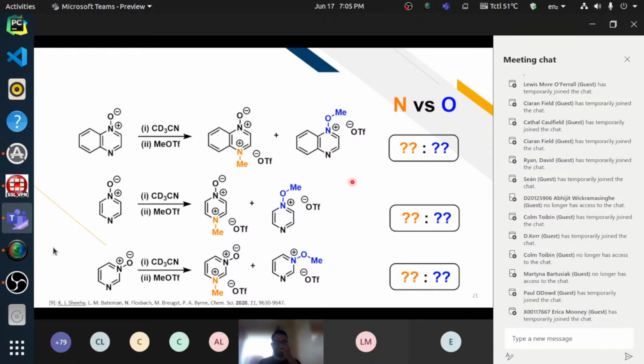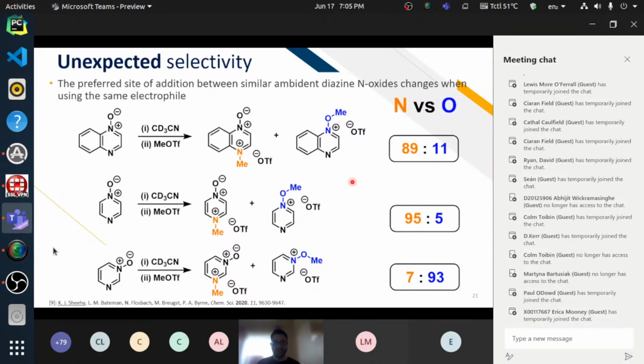As before, we set up the reactions in a way where we could directly examine the reaction mixture, and we used deuterated acetonitrile as the reaction solvent. What we saw is that the preferred site of addition between similar ambident nucleophiles, like the ones shown here, can actually change even when you use the same electrophile. So you see here that with a reaction with methyl triflate, the quinoxaline oxide and the pyrazine oxide both favor the N-methylated product in about a 90-10 split. But then when you use the pyrimidine oxide, it actually favors the O-alkylated product.